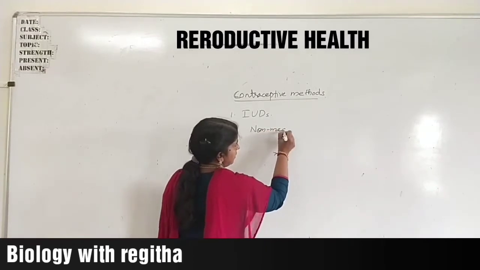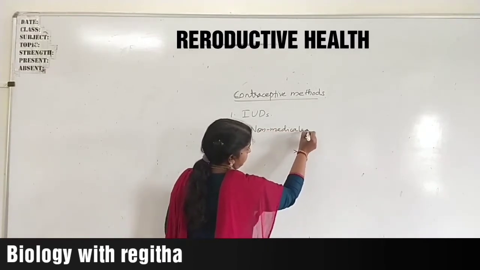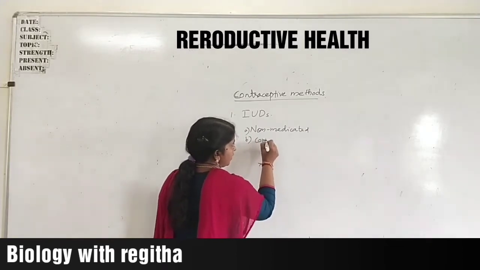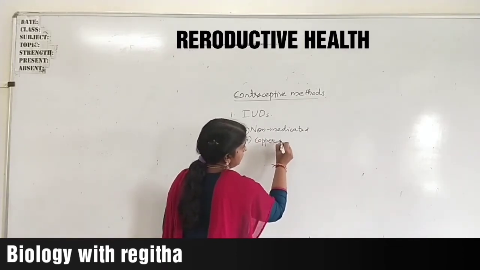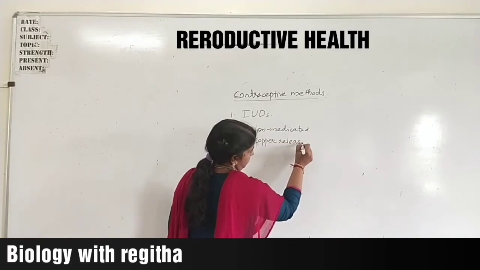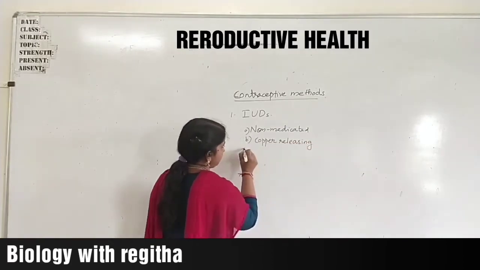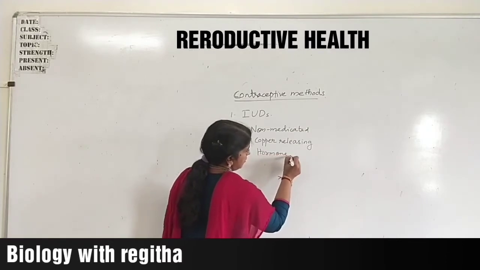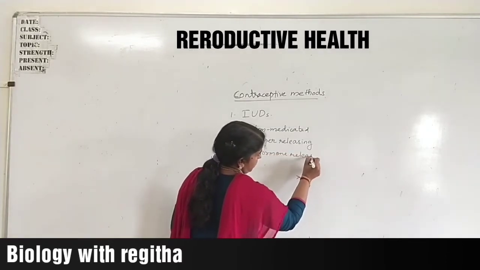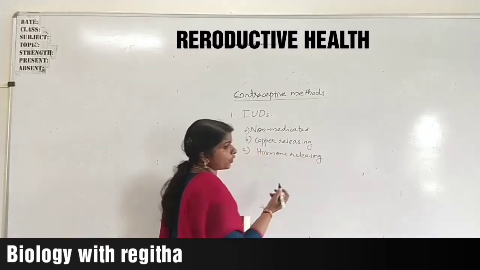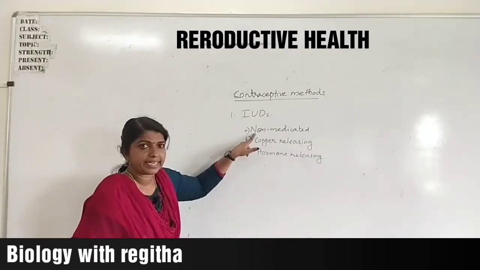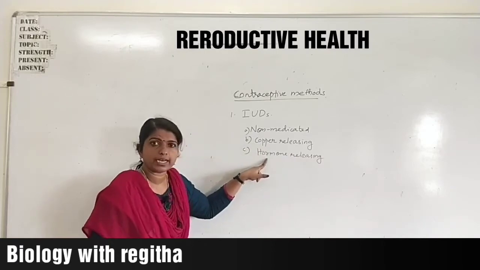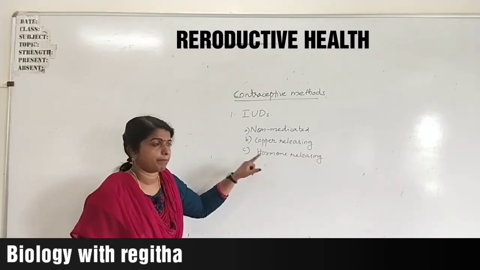Non-medicated IUDs, then copper releasing IUDs, then hormone releasing IUDs. Okay, so non-medicated, copper releasing and hormone releasing IUDs are available.